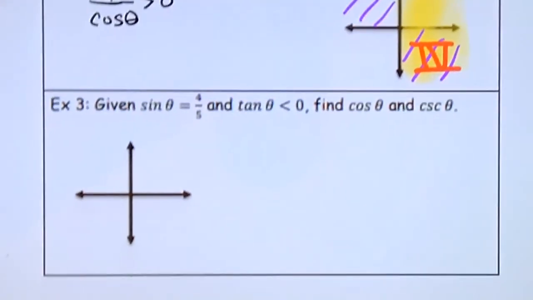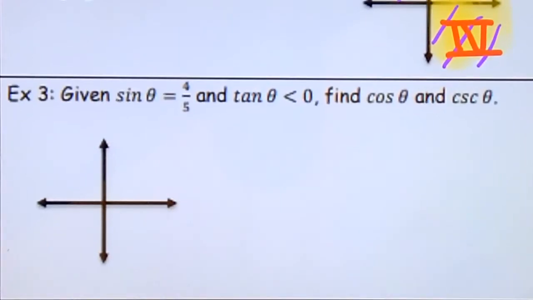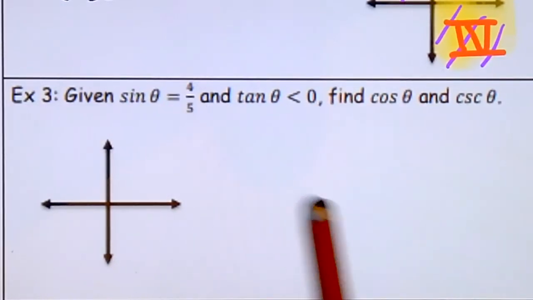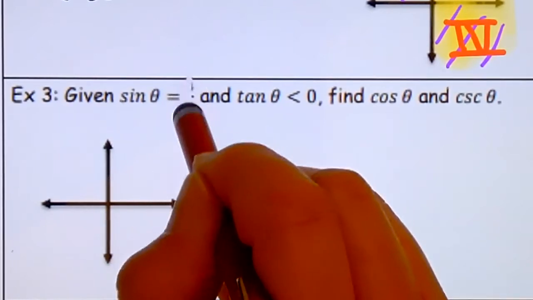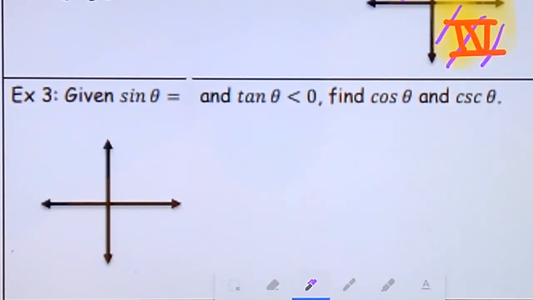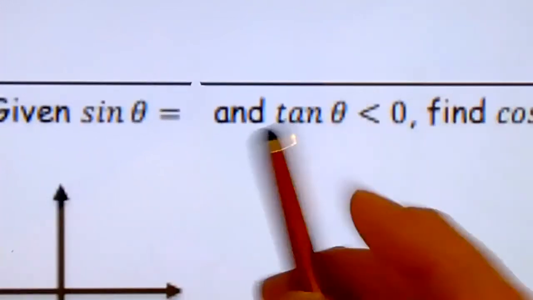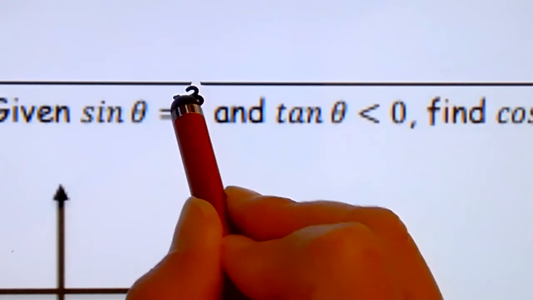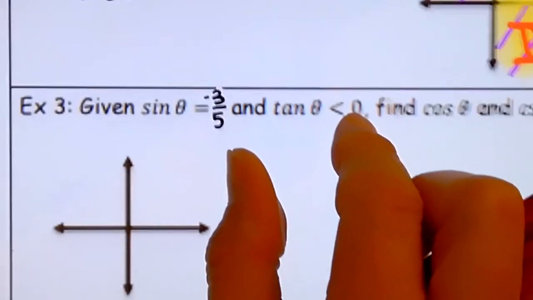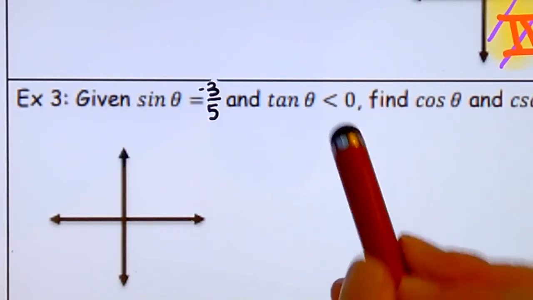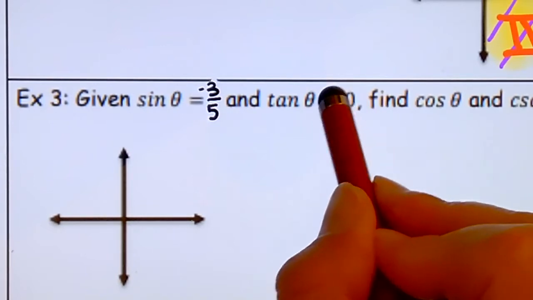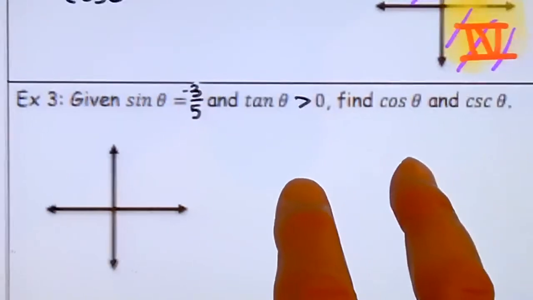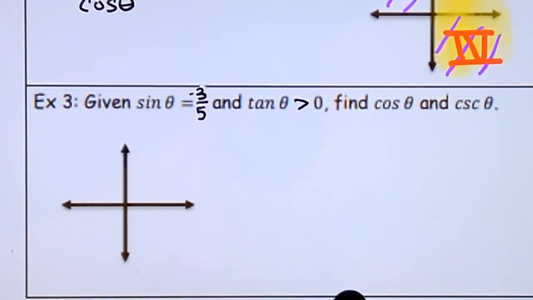Now I'm going to switch it up slightly because we actually did do this the other day. So let me again adjust this. So again, I got my white and I'm going to change this, and let's say I change this to a -3/5. Okay, since we did 4/5 the other day. And instead of this tangent being negative, why don't we change it to being positive? And then we want the cosine and the cosecant of this, okay?